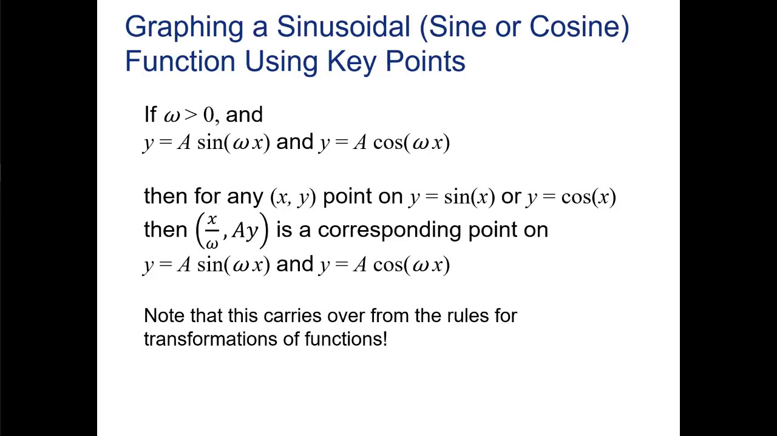Okay, so we've seen this slide before. I just want to add that new power to it. This helps us transform points, but we also want to say that the amplitude is the absolute value of A, and the period is 2 pi over omega.